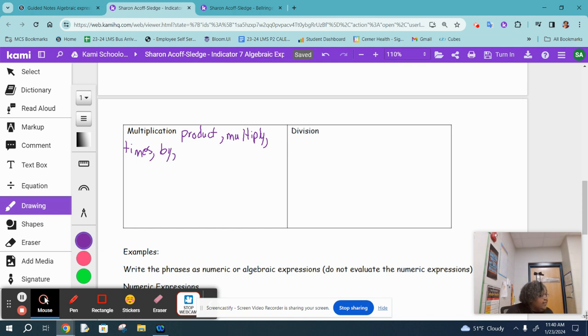Okay, come on, somebody. Multiplication. Yes. Double. Very good. Double means multiply by what? 2. And so we can also say twice. That's the same as multiply by 2. Yes. Table. Times table.